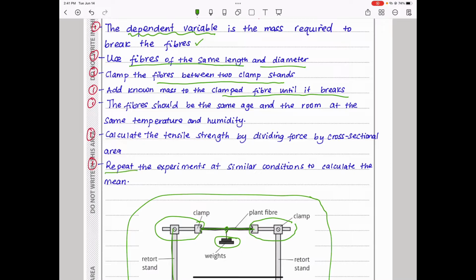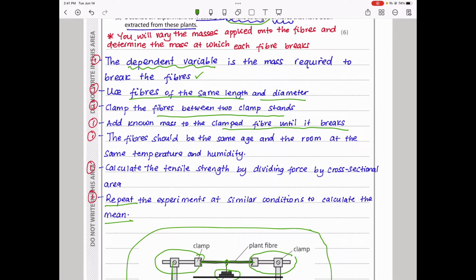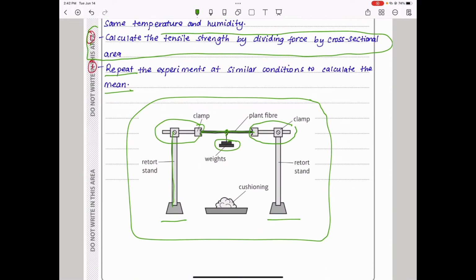Always, this last part of repeating the experiment to calculate the mean is going to be very important if you want to score marks. Now, you did not have to write all these points in order to get 6 marks. As you can see, 1, 2, 3, 4, 5, 6, 7. There are 7 measurable things. I know some students would have failed to put these, but that doesn't mean you wouldn't have got the other marks. So this is how you would answer this question.